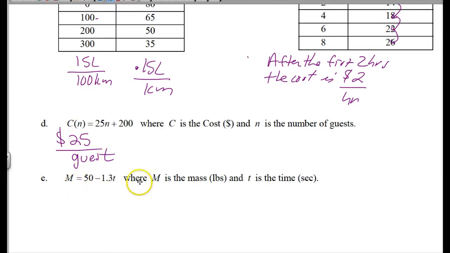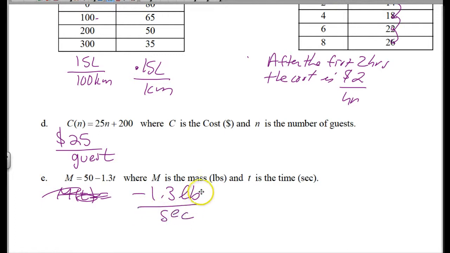M is 30 minus 1.3t, where m is the mass in pounds and t is the time in seconds. If we had wanted to write that as a function, it would look like that. Okay, but we didn't. So every second we're down 1.3, so it's minus 1.3 pounds per second.